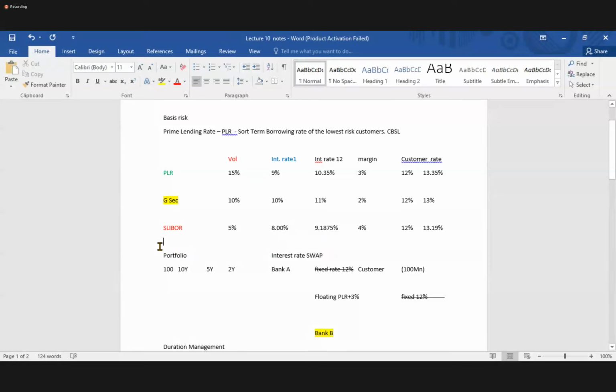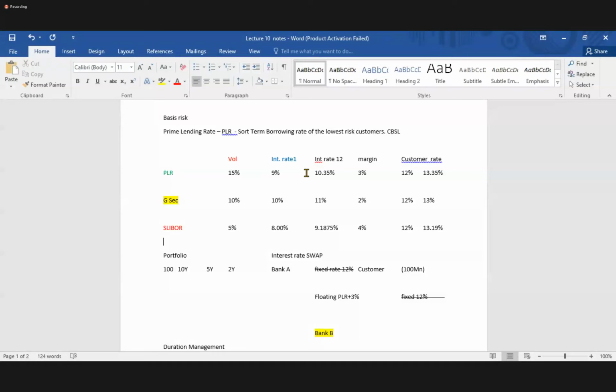This is what the interest rates are. Now, if the volatilities are 15, 10, and 5%, tell me what the interest rates would be. This is our per annum volatility. Annual volatility is 15, 10, and 5. What would be the interest rate of PLR in 1 year's time?